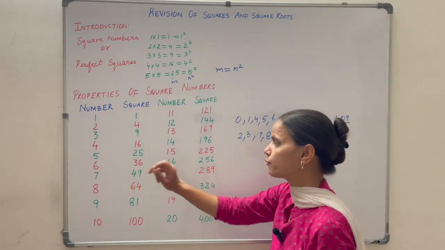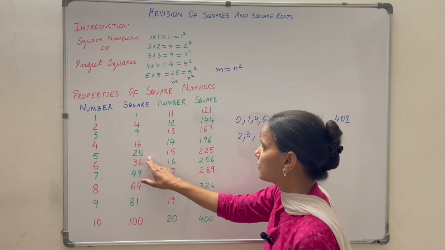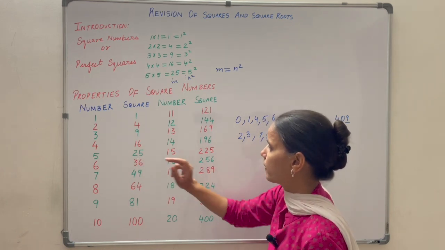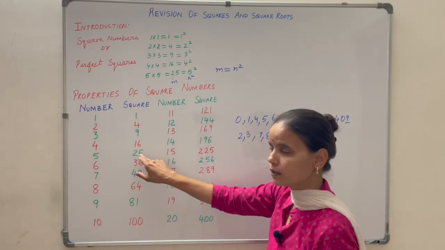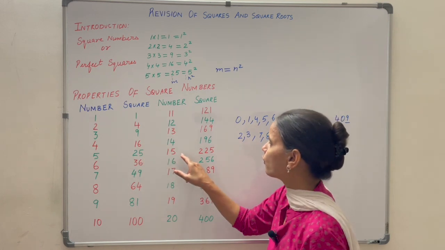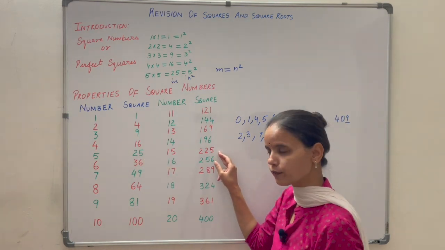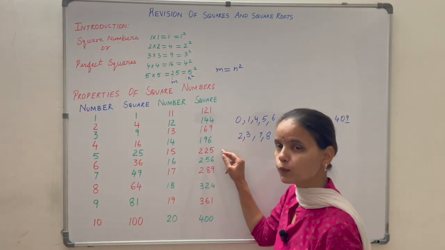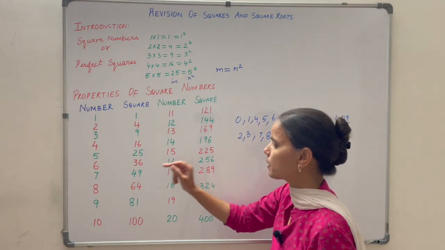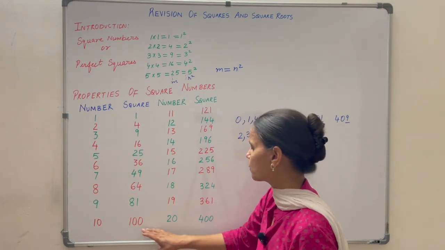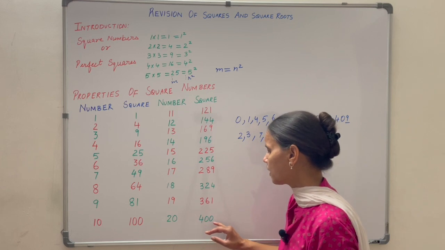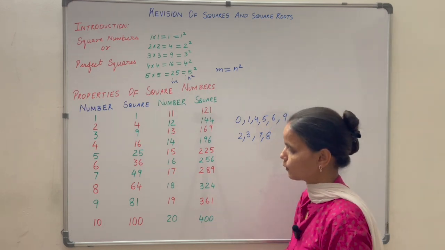If the number has 5 in the units place, then the square number ends with 5. For 5 it is 25. The perfect square ends with 5. For 15 it is 225. So the perfect square ends with 5. If a number has 0 in the units place, then the perfect square also ends with 0.